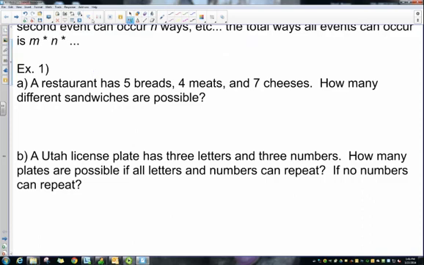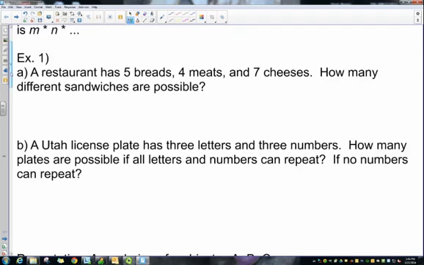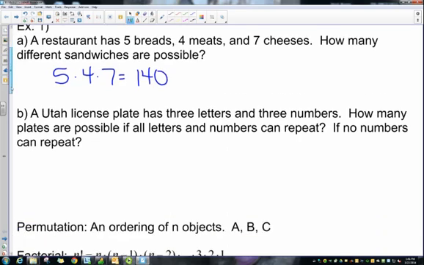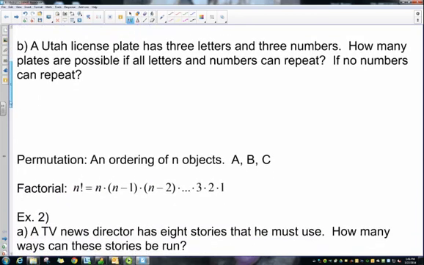What this does is it allows you to ignore that tree diagram and just use the numbers. So 5 breads, 4 meats, 7 cheeses. We multiply them together. 5 times 4 is 20, times 7 is 140. So basically I can build 140 different sandwiches. There's your final answer. It's taking the number of ways each thing can occur and multiplying them together.